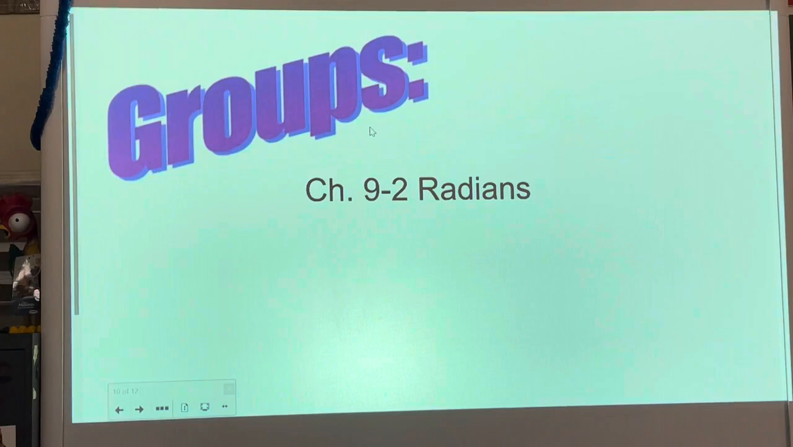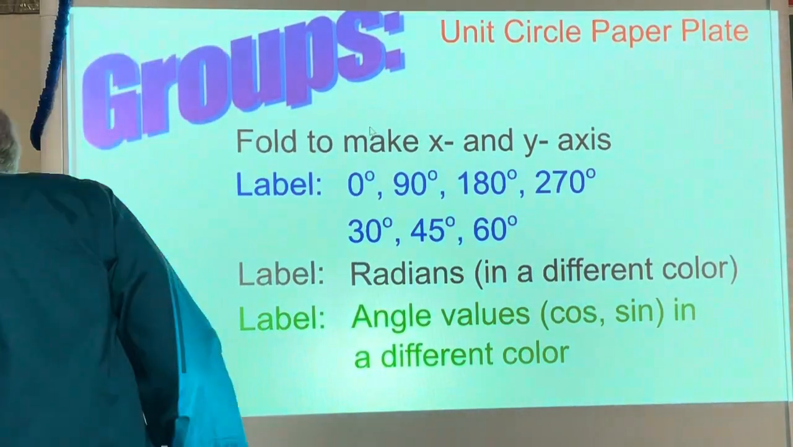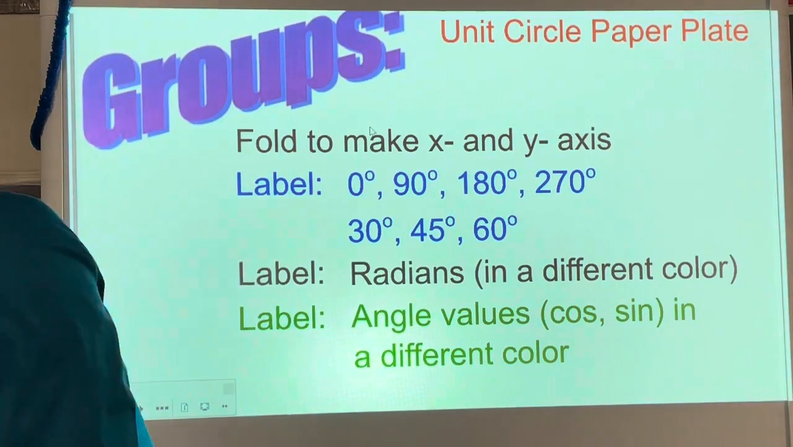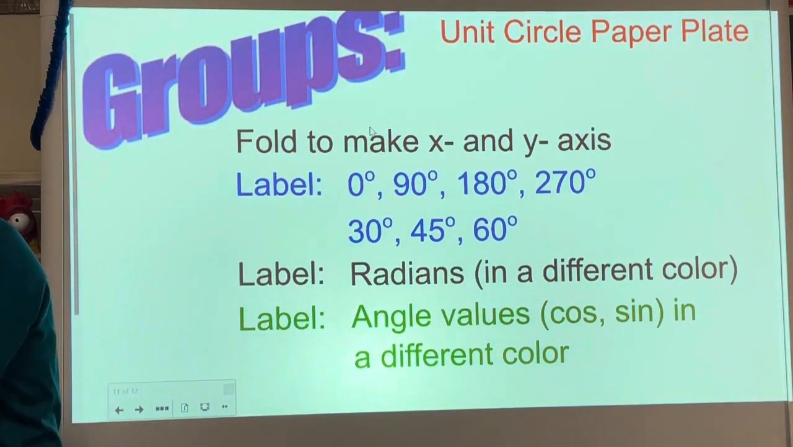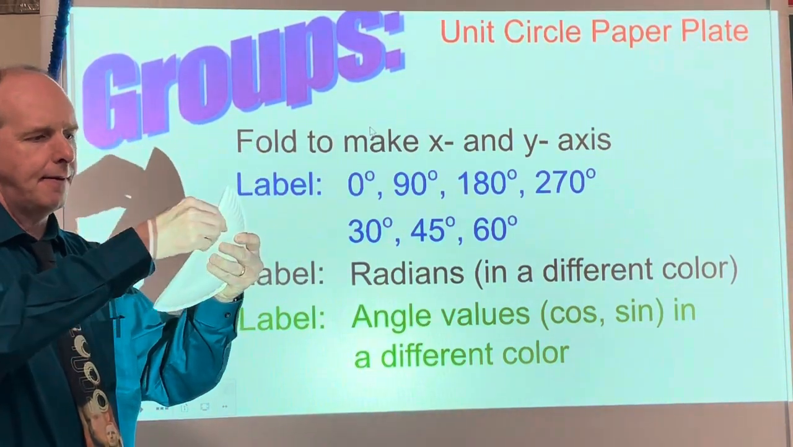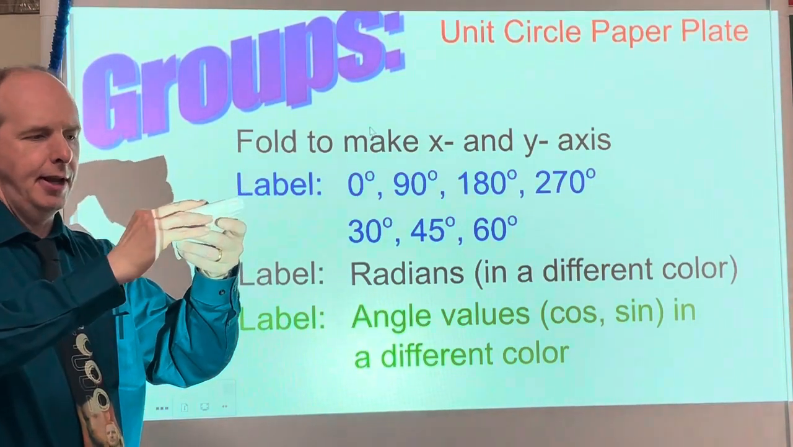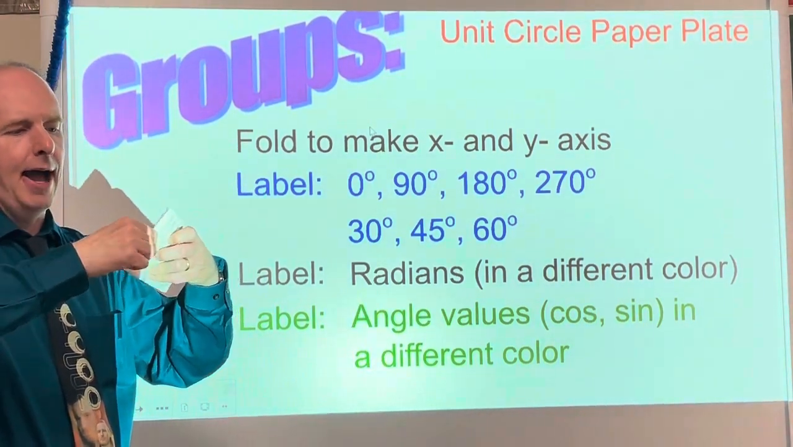You and your group take about 15-20 minutes to work on the radians. Give it your best shot. Then you guys are going to make a unit circle paper plate. You'll take a paper plate and you're going to start by folding it in half. So here's our plate. We'll fold it in half. To make our X, fold it in half again to make our Y.